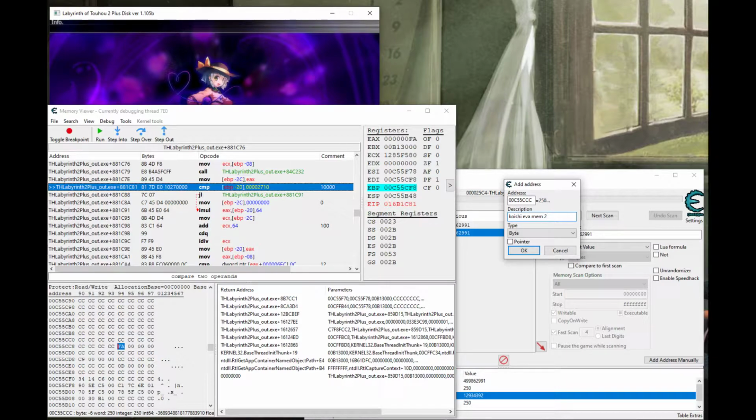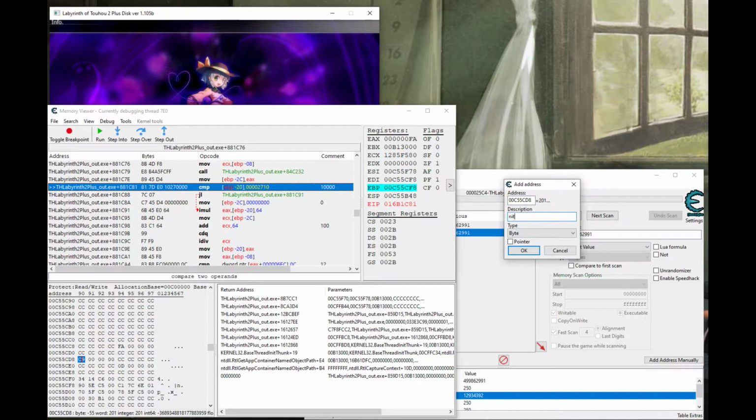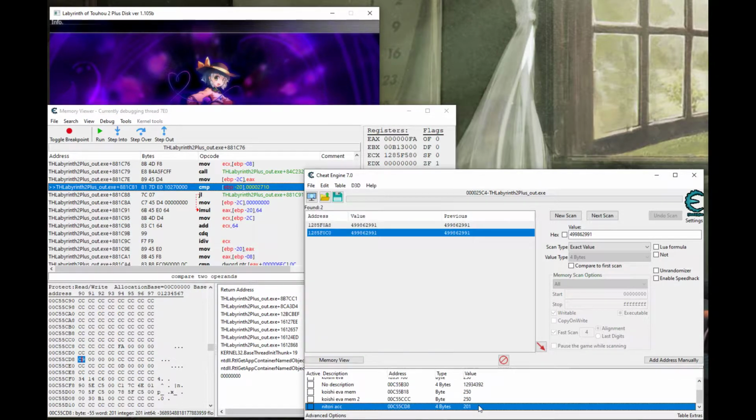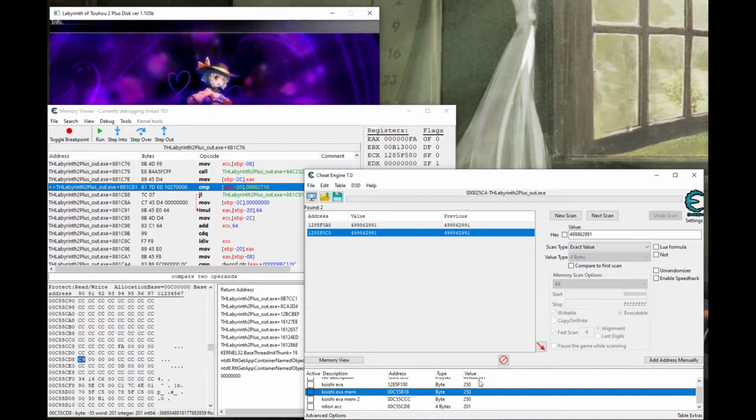And there's also another value here with a different offset, which is C9. This is my Nitori's accuracy. This value is 201, you can see here. I know this beforehand, that Nitori's accuracy is 201, so I can be sure that this is Nitori's accuracy. And this was just a helper address, we don't need this.